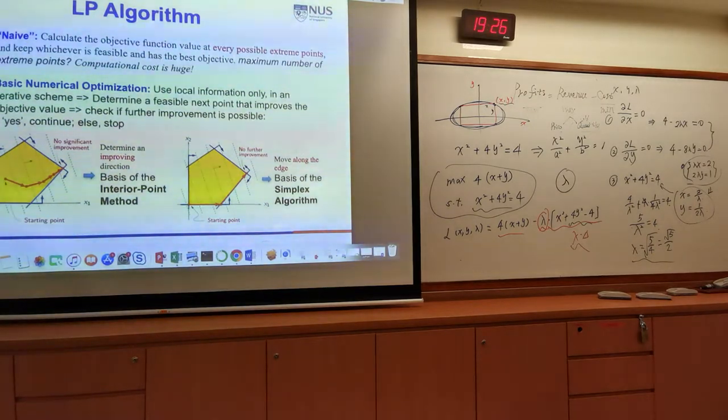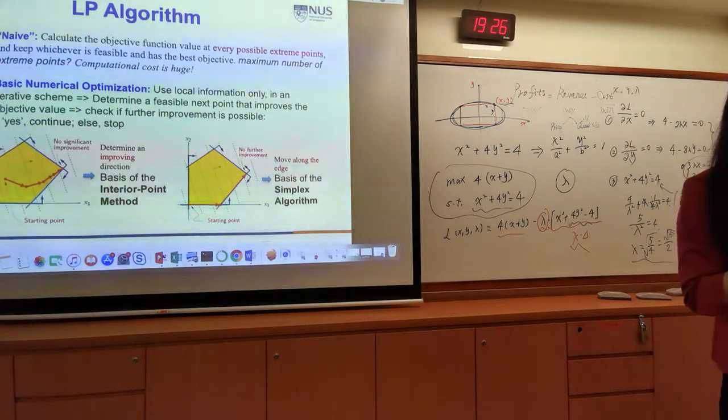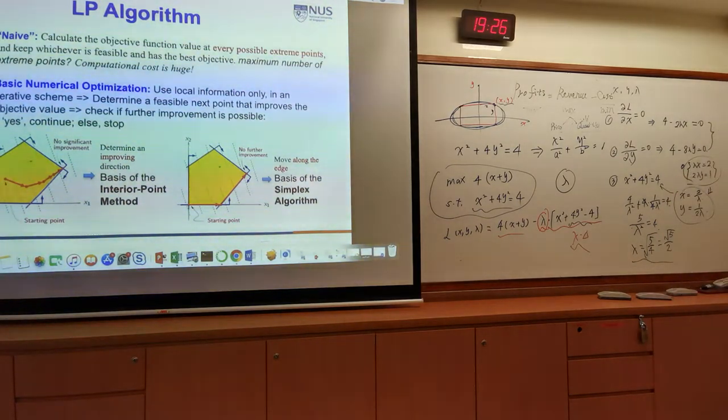But those extreme points are a finite number. So the naive method is that we can calculate the objective function value at every possible extreme point, keep whatever is feasible, and choose the best one, the optimal value. That's a straightforward algorithm: calculate everything. It's like the random search methods we discussed before. You just search the whole space and compare which one is bigger, and choose that one.